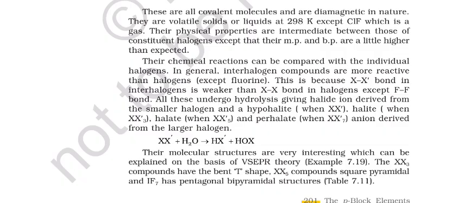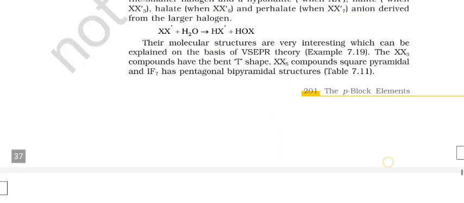Their molecular structures are very interesting, which can be explained on the basis of VSEPR theory. The XX'3 compounds have a bent T shape, XX'5 compounds square pyramidal, and IF7 has a pentagonal bipyramidal structure. Table 7.11.